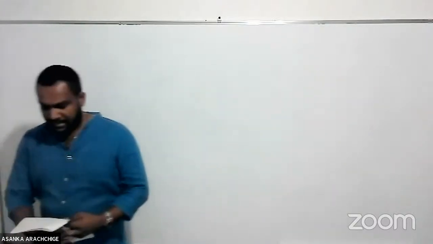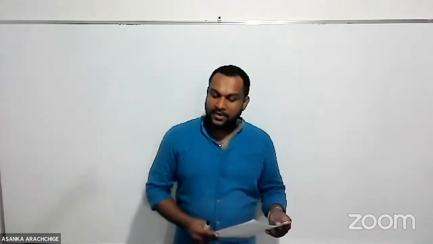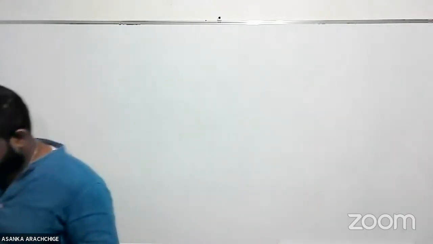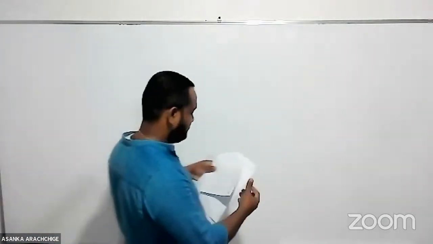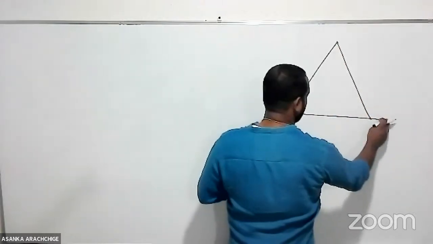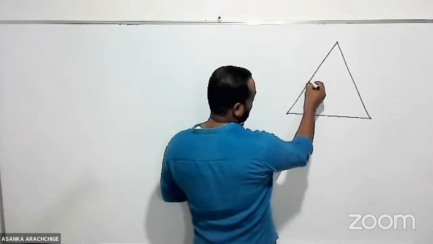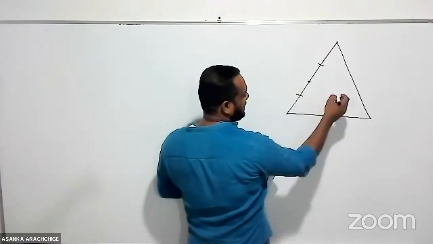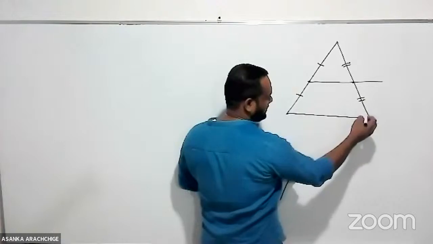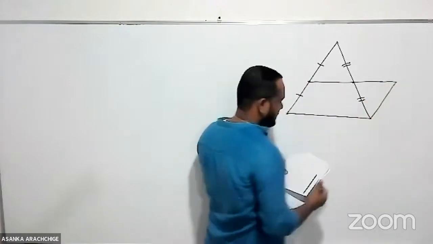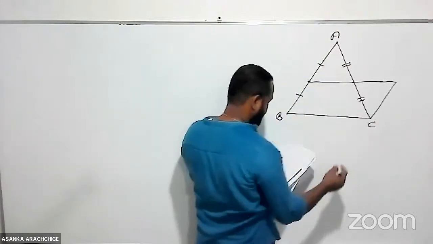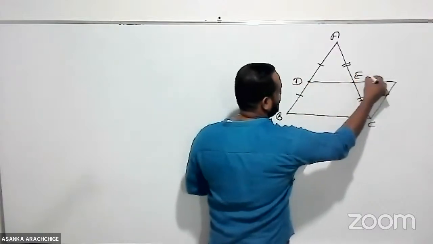Number 18. So in the 18th question, actually, the relevant diagram is not made there, no? Right. This is the relevant diagram. This is the midpoint of this side. This is the midpoint of this side. And this is A, B, C, D, E, F.